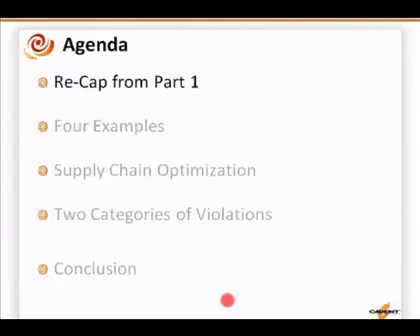The agenda for today, we're going to go over a recap from part 1 for those that may or may not have seen part 1. We'd like to go through 4 examples to solidify the laws of supply chain physics, and then get into supply chain optimization, discuss 2 categories of supply chain physics violations, and then have the conclusion and Q&A session.